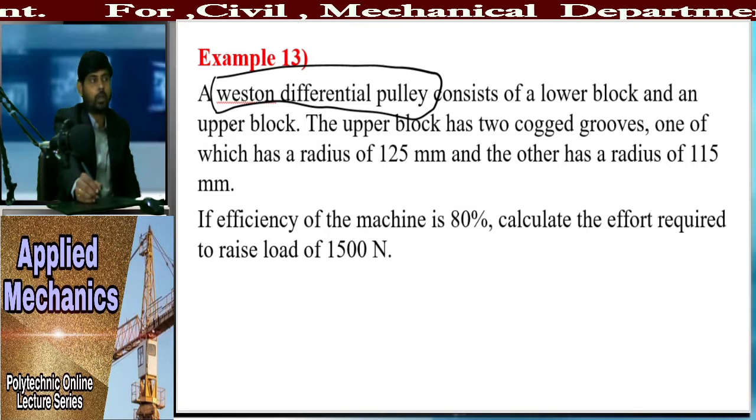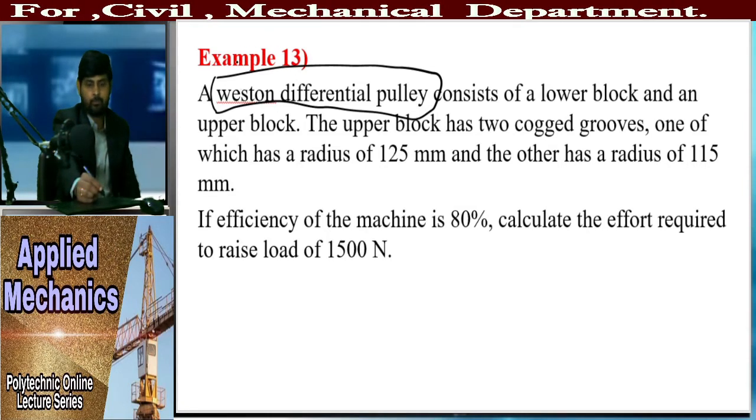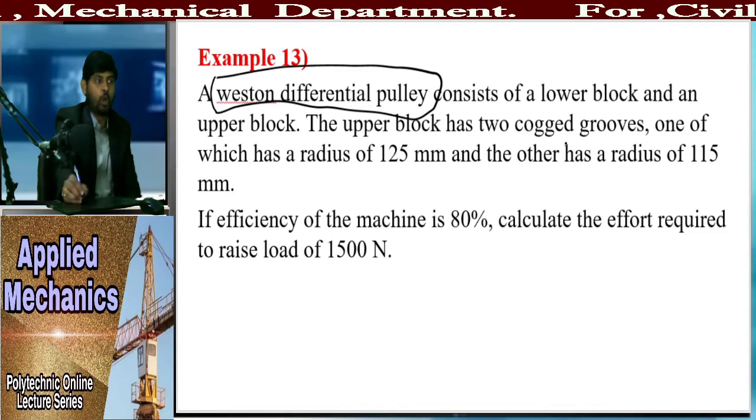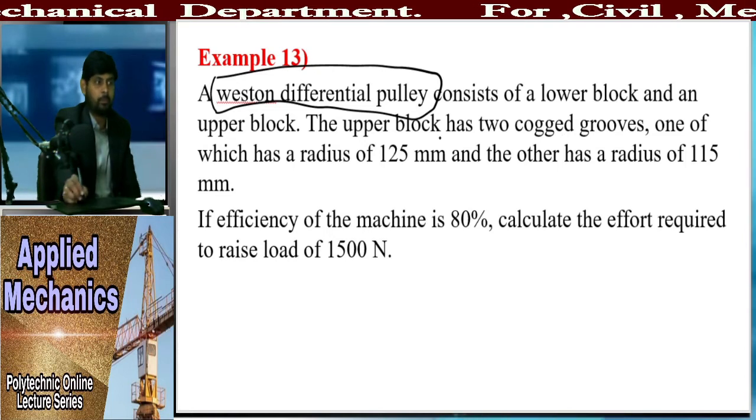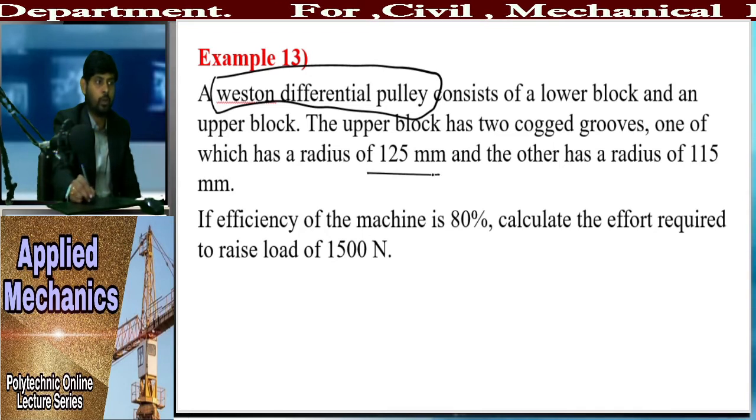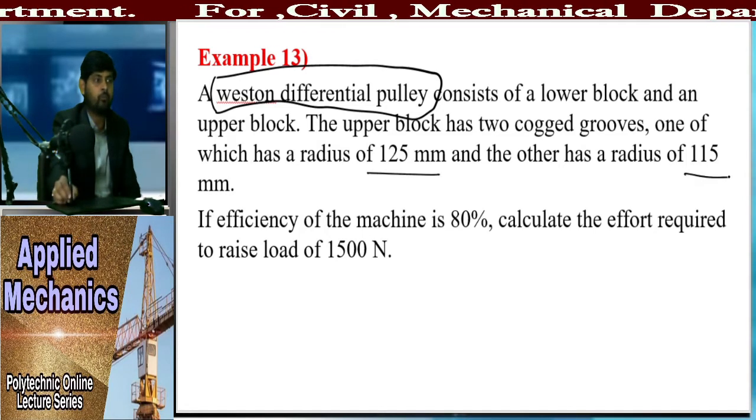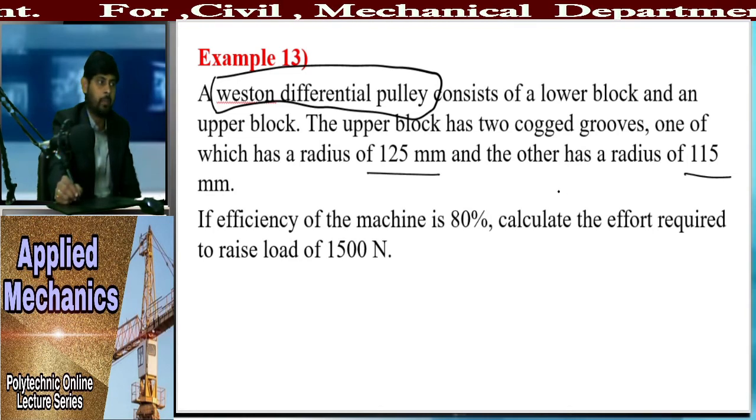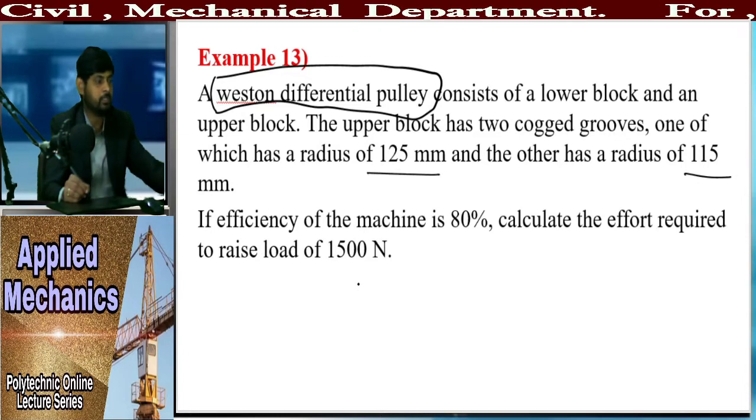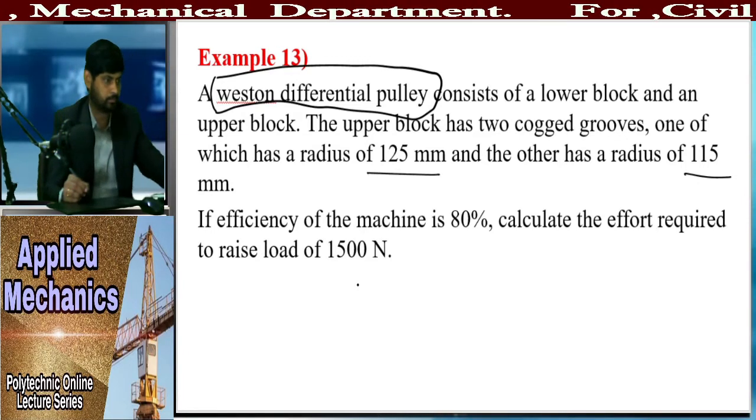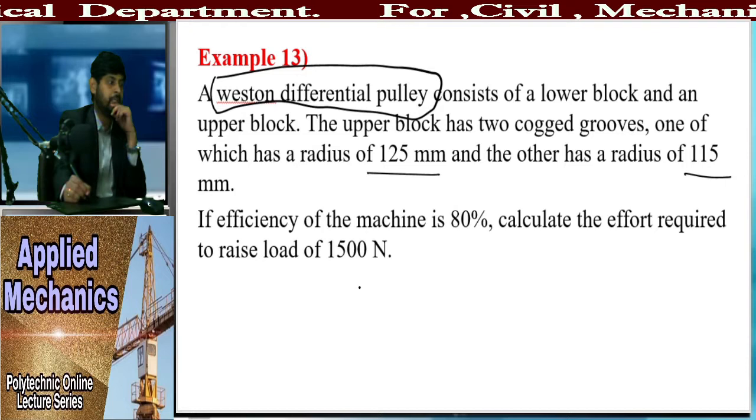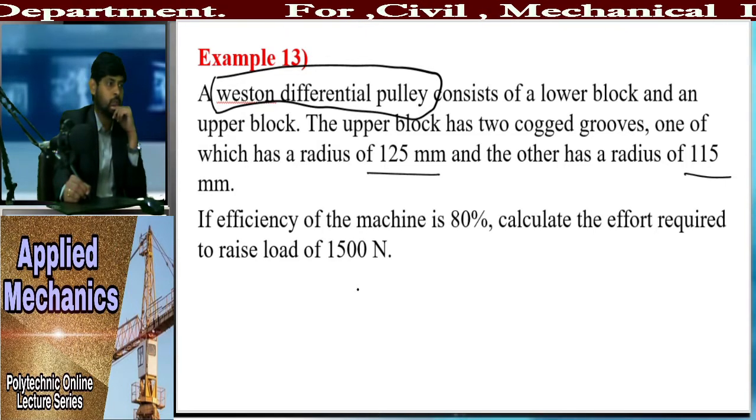It consists of a lower block and an upper block. Both blocks are mentioned here. दोन्ही block mentioned केले. बरोबर. Now you can see here the upper block has two cocked grooves. म्हणजे upper block ला काय दोन cocked grooves आहेत. One of which has a radius of 125 mm and the other has a radius of 115 mm. If the efficiency of the machine is 80%, then calculate the effort required to raise the load of 1500 Newton.